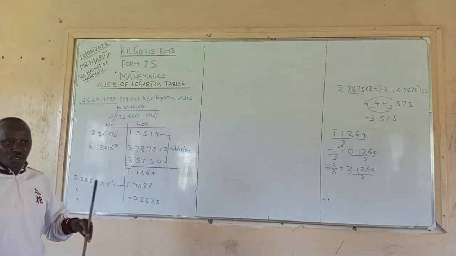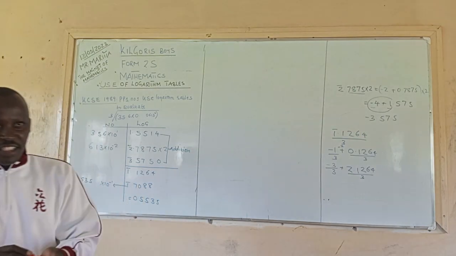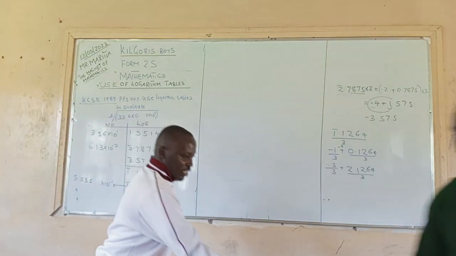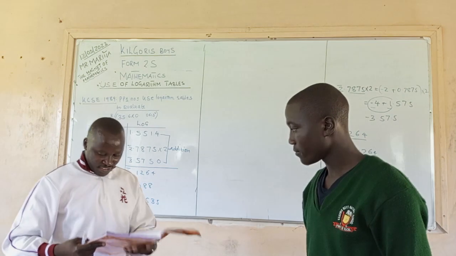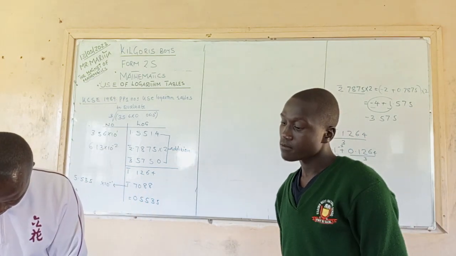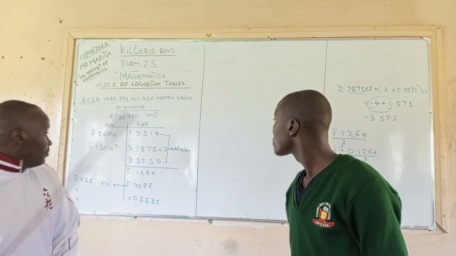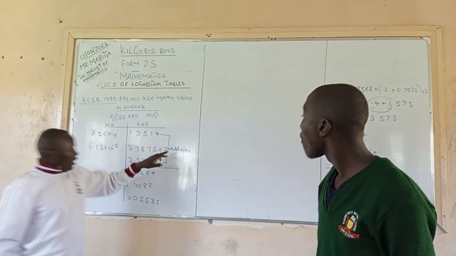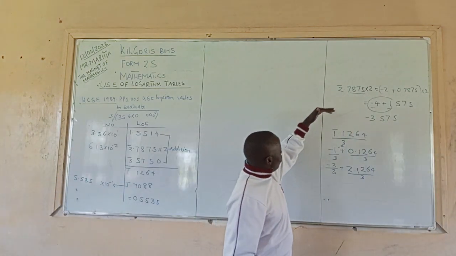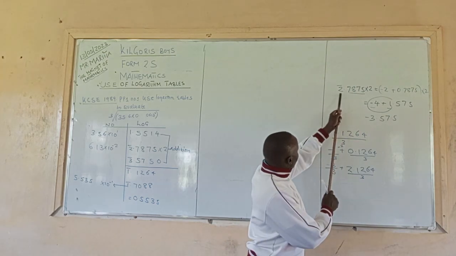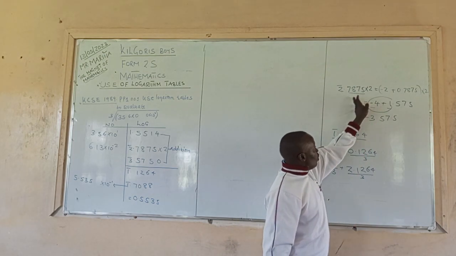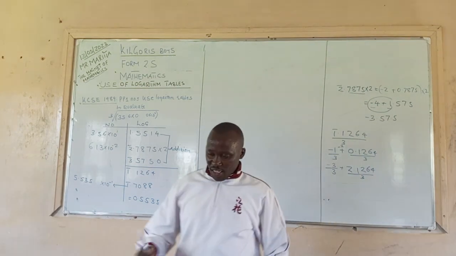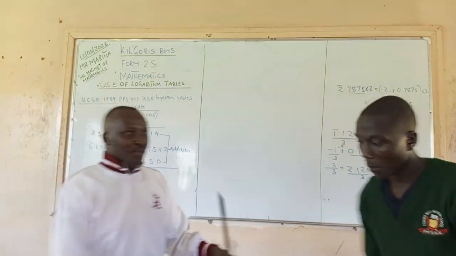So I want to see those who want to try this question. I want to see, bring your books please. I want to see those ones who tried this question. Yes, you tried, but you did not understand the multiplication of this one. In the multiplication of this one, as we have said, you need to separate the character and the mantissa. In this case here, you were not supposed to use a calculator. You used a calculator. So just separate the character and the mantissa.